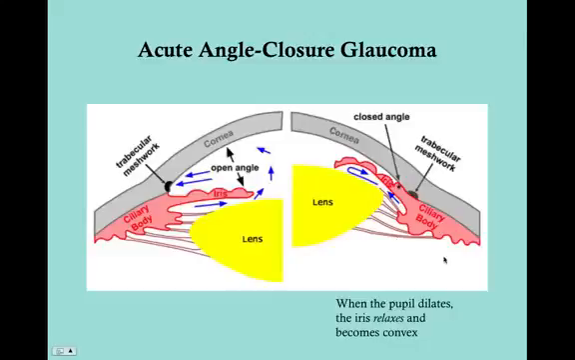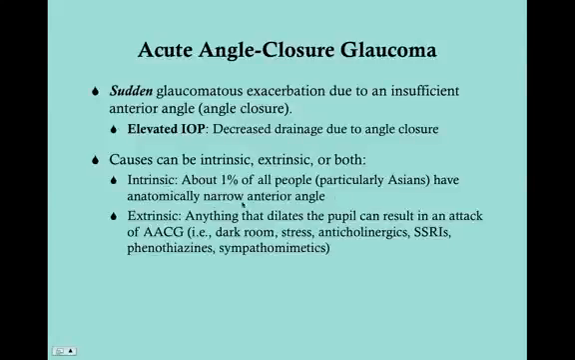Okay, so here's acute angle closure glaucoma. Essentially what's happening here is when the pupil dilates, the iris relaxes, and when the iris relaxes, it becomes more convex. And when it becomes more convex, it can interfere with this angle. Okay, so the pupil dilating is usually what will elicit the problem here. So anything that causes the pupil to dilate can cause an attack of this.